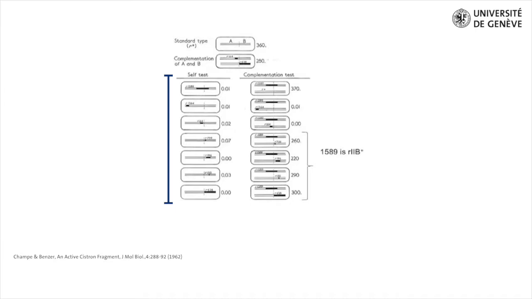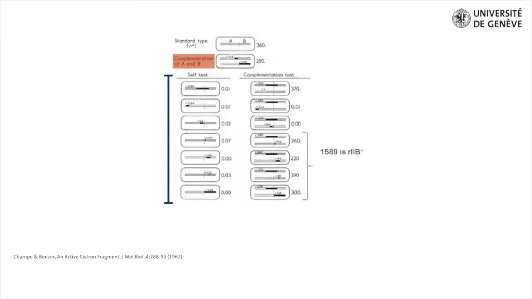And this is a typical complementation between an R2A mutant and an R2B mutant. The first genome on the top is providing the normal R2B function. The bottom one is providing the normal R2A function.